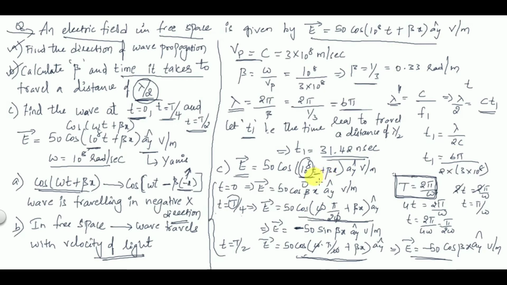wave, right? So the propagation of wave direction, beta, if you want to find, you can find beta, so you can find Vp, but this is free space, so Vp is equal to c, right? So then lambda, so different parameters of the wave and the wave equation at different time intervals can be found like this.